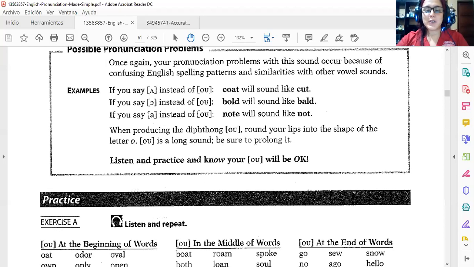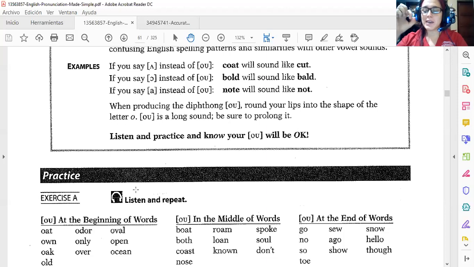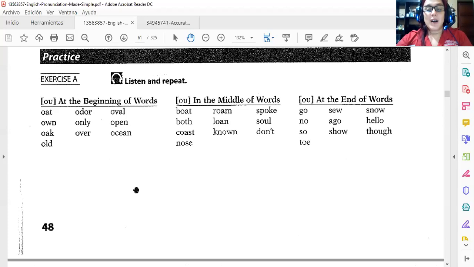Round your lips, please, like you were doing the O in your mouth when you do the O, okay? And of course, you need a lot of practice too. So now we have the exercises that are related to listening and repetition. This is taken from the book English Pronunciation Made Simple. So we have the O at the beginning of the words.